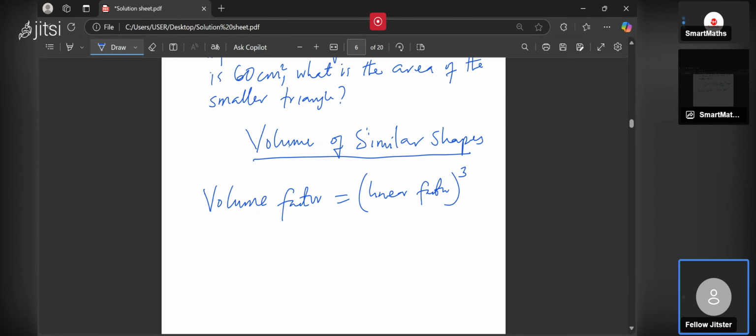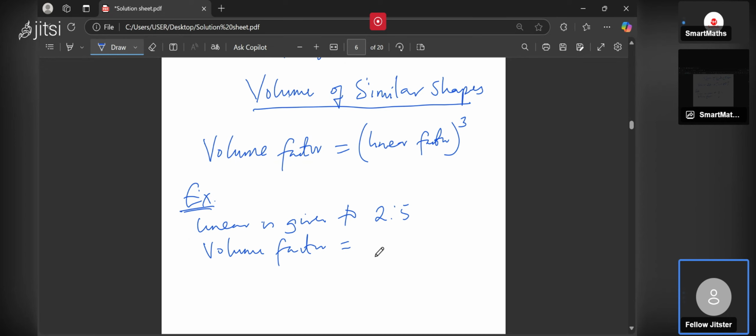When you find the volume of a shape, it will be represented in cubic centimeters or cubic units, so that's the cube. For example, if the linear factor is given to be 2:5, what's going to be the volume factor? That is 2/5, everything raised to the power of 3. That's going to give us 8/125, and that's going to be 8:125. That's the answer.